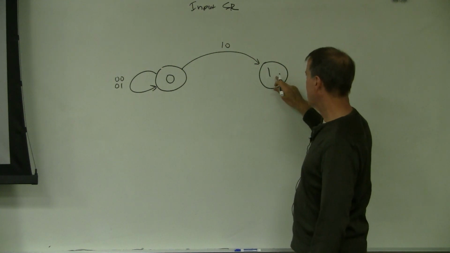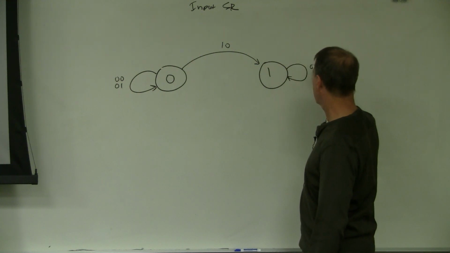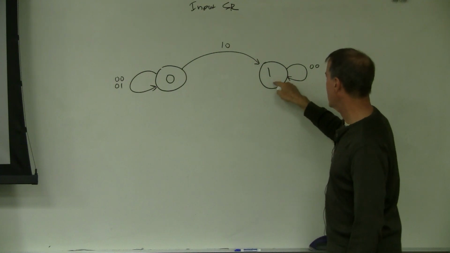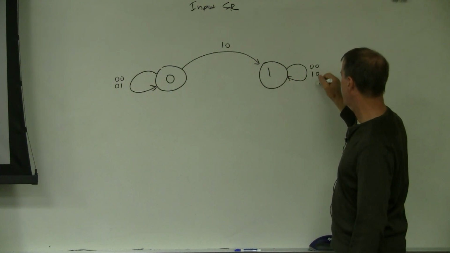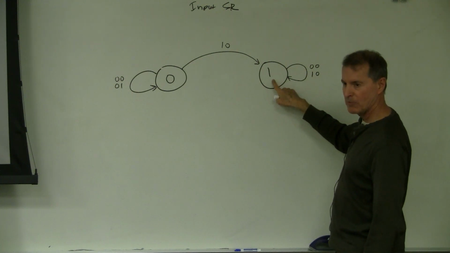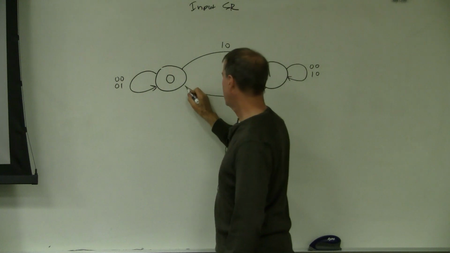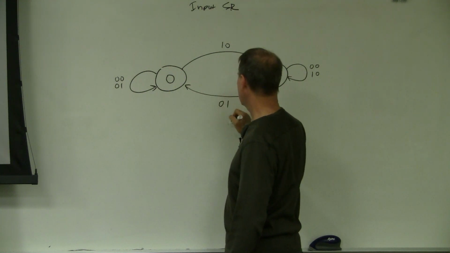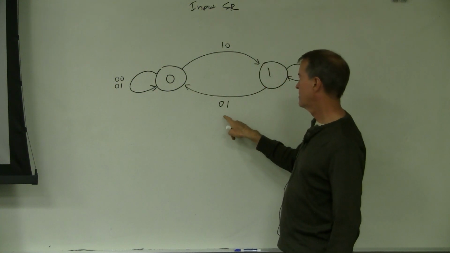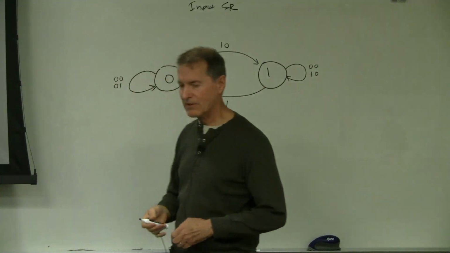Now if we're in state 1, what happens? It self-loops on 0, 0 and 1, 0. It self-loops on 0, 0 because 0, 0 stays the same, and 1, 0 is the set condition, so that sets it to 1, but it's already 1. And then on reset, 0, 1, it goes back to 0. Cool. And so here it is, that's the state transition diagram.